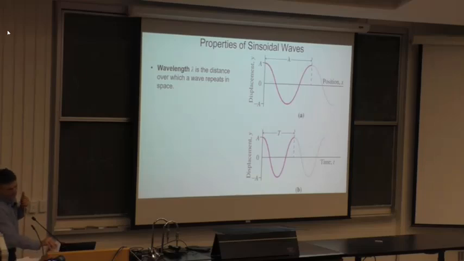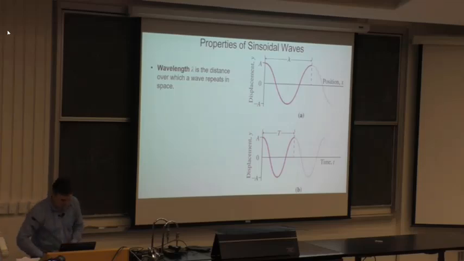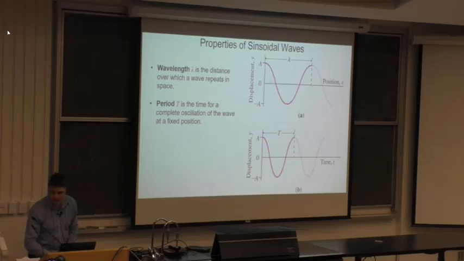So let's do a little series of quick little learning catalytics, and I'll put these up on here. So wavelength is the distance over which a wave repeats in space. So if you have, for example, a snapshot graph where you plot position versus y, then that distance between peaks is the wavelength. If you do a history graph, then that distance between peaks is now called the period.